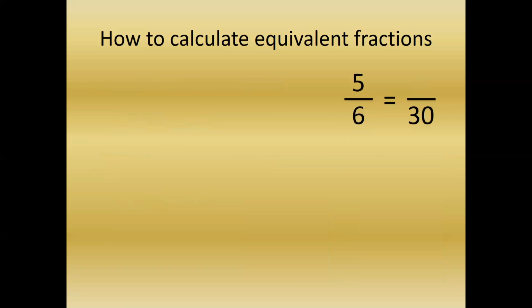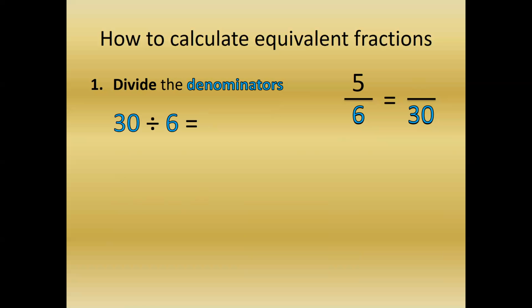So we're going to try that once more, see if you guys can get this one. Do it by yourselves. So the very first step is to divide the denominators. Remember, which ones are the denominators? 6 and 30. So would you do 6 divided by 30? Does that work? No, so you do 30 divided by 6. You do the bigger number as the dividend and the smaller number as the divisor. So 30 divided by 6. What would that equal? Think about that in your head.